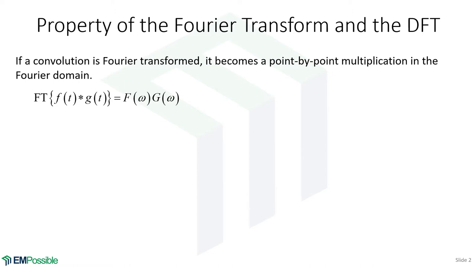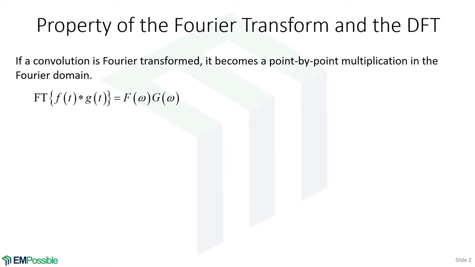If we have two functions, f and g, and I convolve them, that's what this little asterisk notation means, we're convolving f and g. And if you remember what convolution is, we're sliding one function across the other, multiplying them and integrating that multiplication, and we're doing that point by point. It's a rather complicated operation to calculate.